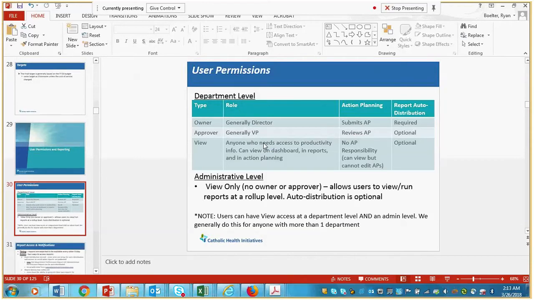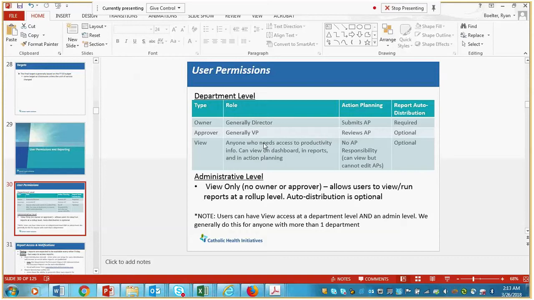Alright, from a user permission standpoint, how you're going to see data when you log into the system. So from a department level perspective, you are going to be assigned a role of either an owner of a department, an approver, or you will just have view access. So to be an owner, it says here generally the director, but that could actually be the manager. In Tacoma, that's generally the case. It is generally the manager. It's really whoever we've determined to be the person with the primary responsibility for staffing.